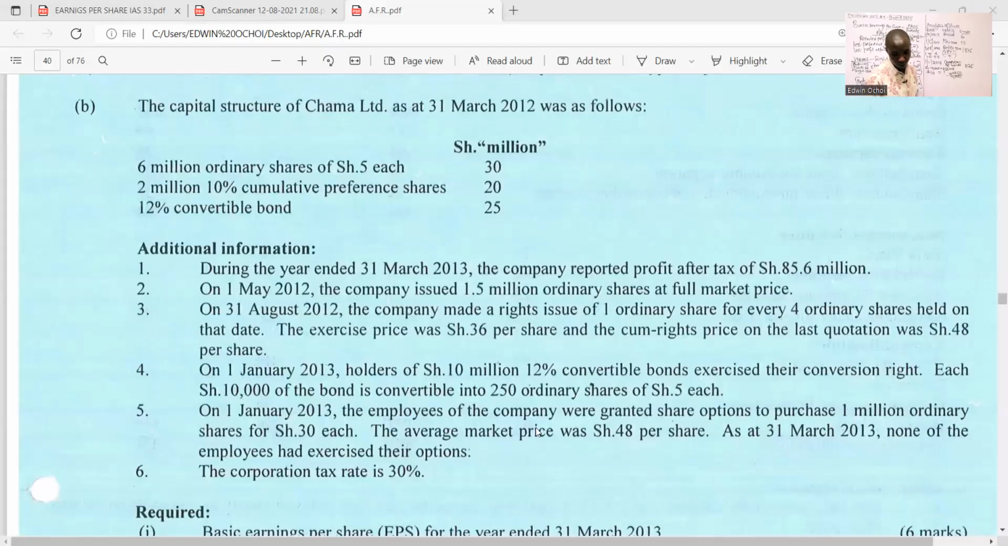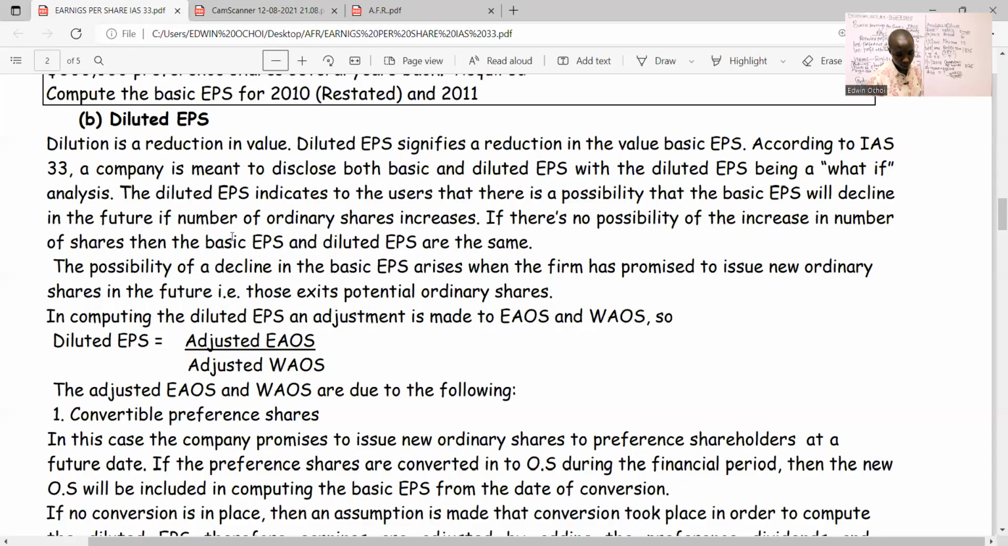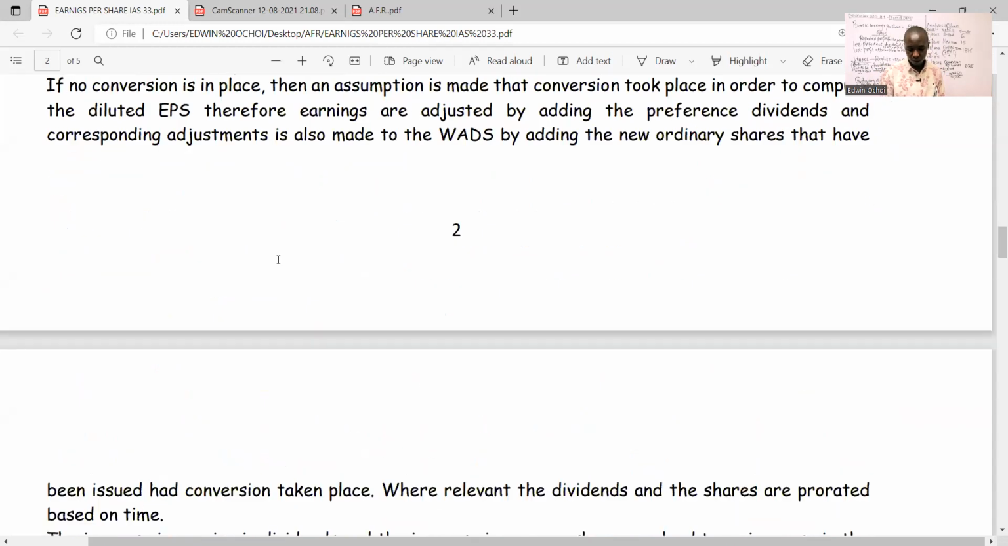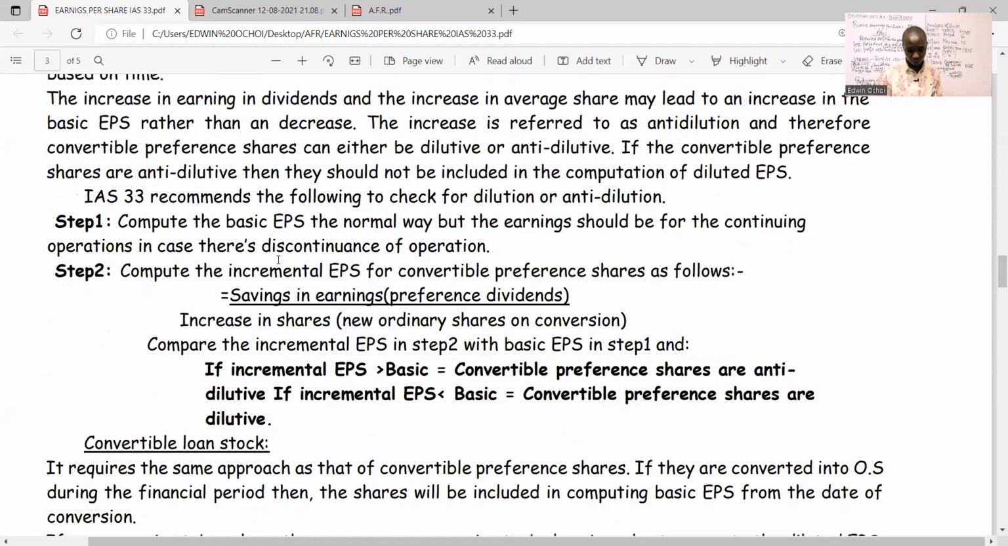In the next additional information, what was there is concerning the options. The employees of the company were granted share options to purchase 1 million ordinary shares of shillings 30 each. The average market price was 48. As of 31st March 2013, none of the employees had exercised. We can only incorporate them in basic earnings per share if they could have exercised. And this one is what I mean here.